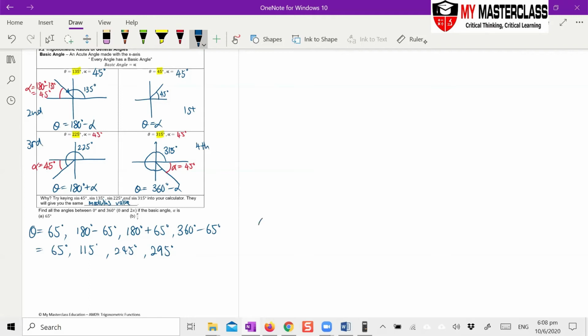If I am in radians, pi over 7 is less than pi over 2, because 90 degrees is pi over 2. So this is in the first quadrant. In the second quadrant, I must use 180 minus my alpha. 180 is pi, so in the second quadrant, it's pi minus pi over 7. In the third quadrant, it's pi plus pi over 7. And the fourth quadrant is 2 pi minus pi over 7.